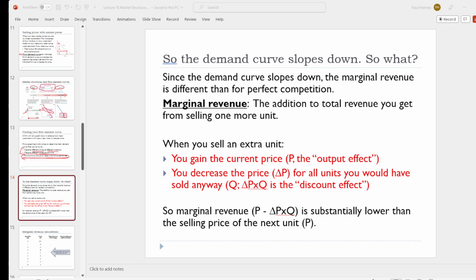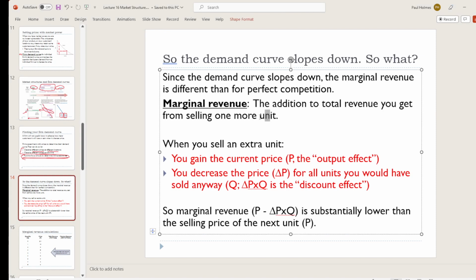understand. In particular, it affects the firm's marginal revenue, how much extra money the firm brings in as it sells an extra unit.